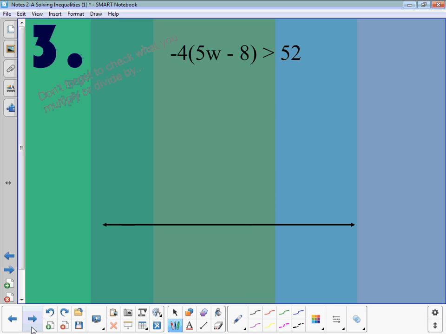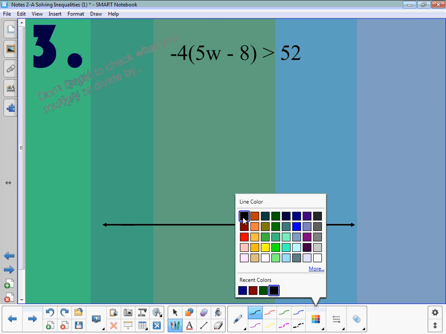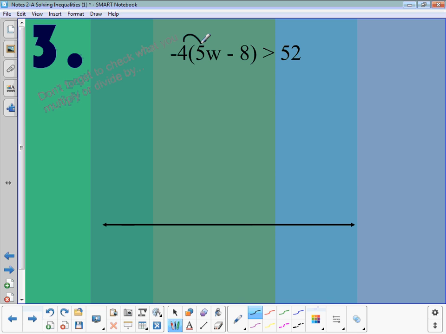So we're going to do the same thing that we normally do. We're going to go through our steps of solving an equation. So I'm going to start by distributing in that negative 4. Negative 4 times 5 is negative 20. Negative 4 times negative 8. Okay, we're multiplying two negatives, so that's going to give me a positive 32 is greater than 52.